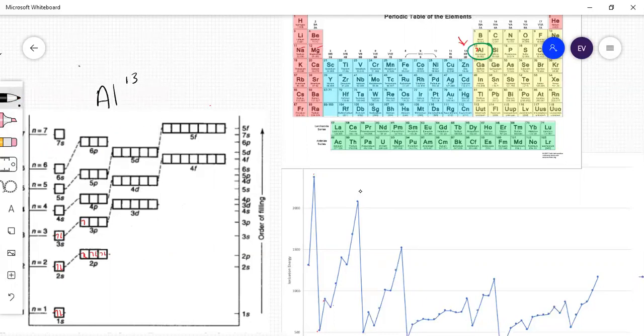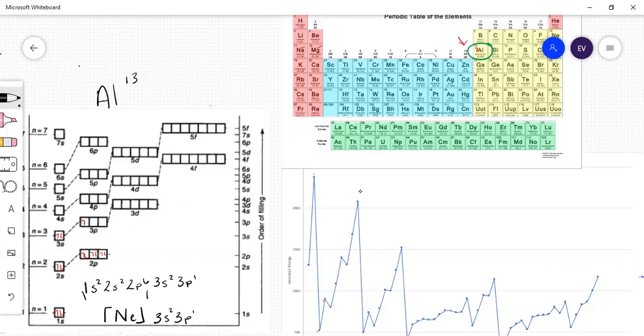Now, if I wanted to write this shorthand, right, it would just be 1s2, 2s2, 2p6, 3s2, 3p1, right? Now, remember, you can replace all of this, right, through 2p6, you can replace all of that with neon, and then just write the configuration of the row that you're in. And these are all the same thing, okay? Okay, so we have the configuration done for aluminum.